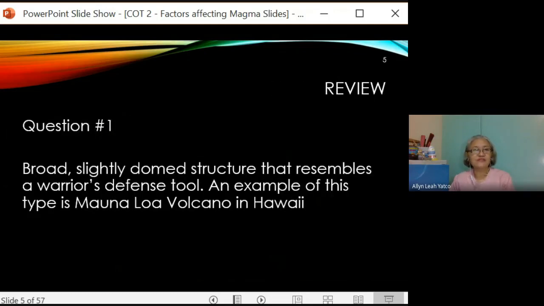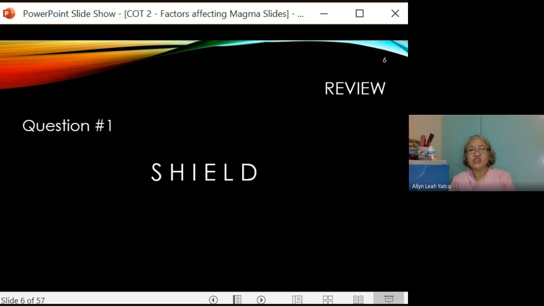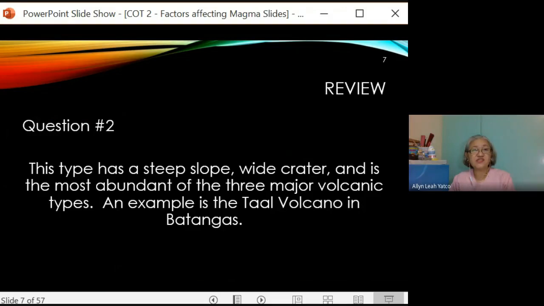First question: a broad, slightly domed structure that resembles a warrior's defense tool. An example of this type is Mauna Loa volcano in Hawaii. And the answer is correct, shield. Next question. This type has a steep slope, wide crater, and is the most abundant of the three major volcanic types. An example is our very own Taal volcano here in Batangas.